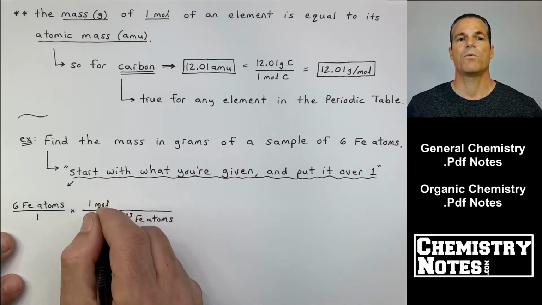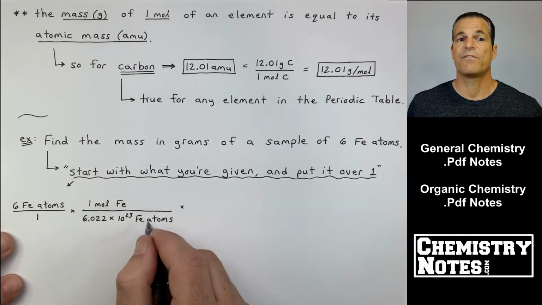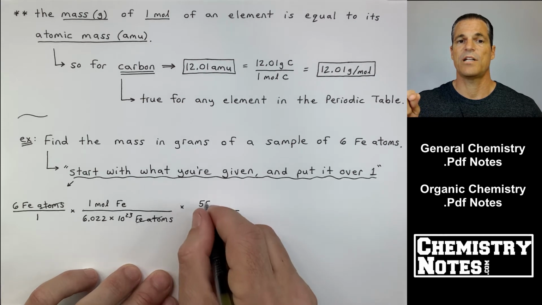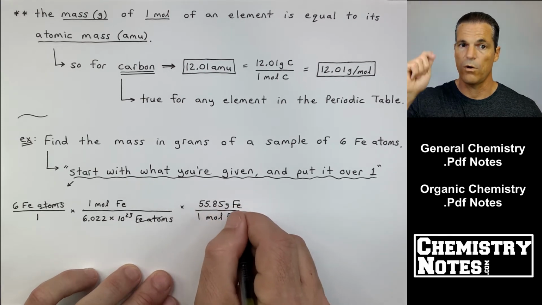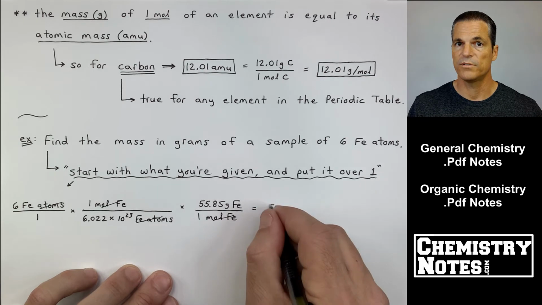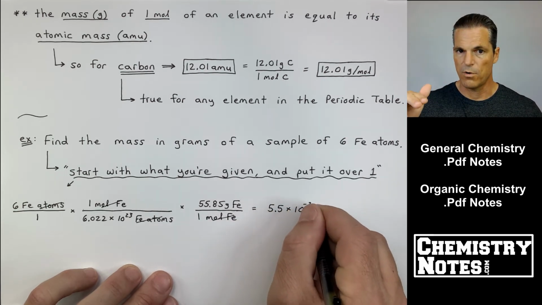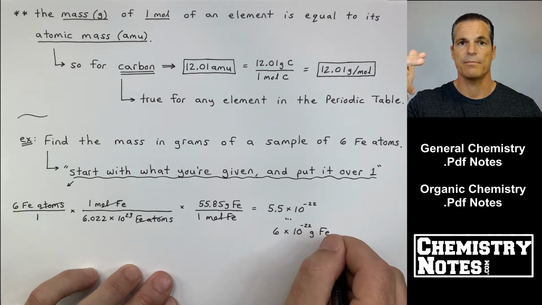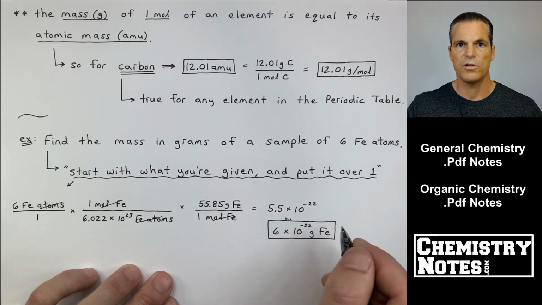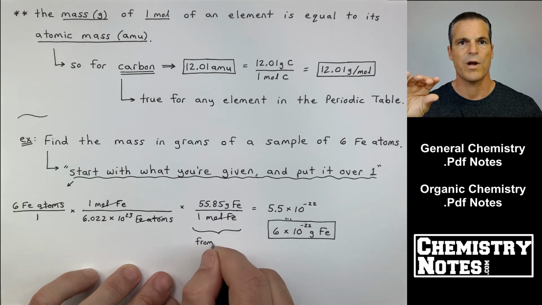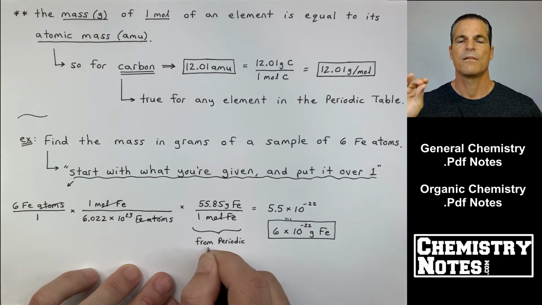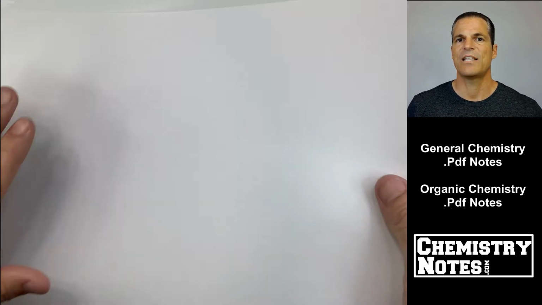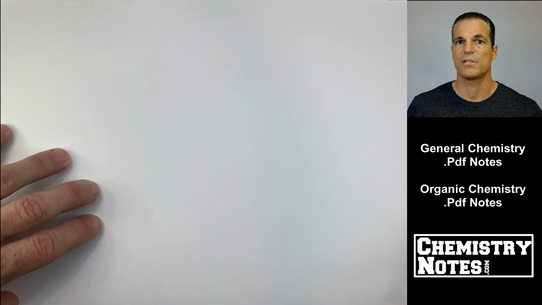6 Fe atoms over 1. Well, we have to get out of atoms and into moles. So down on the bottom, 6.022 times 10 to the 23rd iron atoms for every 1 mole of Fe. Now I'm in moles of iron. Well, for every 1 mole of Fe on the periodic table, it weighs 55.85 grams of Fe. You notice I include all the units. I'm not leaving any units out. I'm not just writing numbers as fractions. Very important because I need to follow the units. So you end up with 6 times 10 to the minus 22nd grams of Fe.